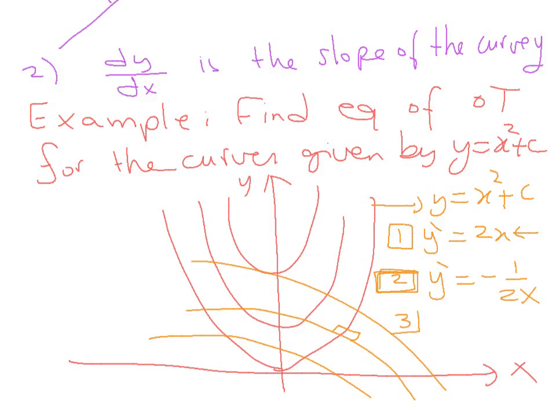So what is the third step? Solve equation number 2 to find the equation of orthogonal trajectories. Now you have 5 methods to solve this differential equation, which we have done in chapter 2. It can be separable, homogeneous, exact, or integrating factor, or linear. For example, this is separable. You can solve it and find y, which is the equation of orthogonal trajectories.